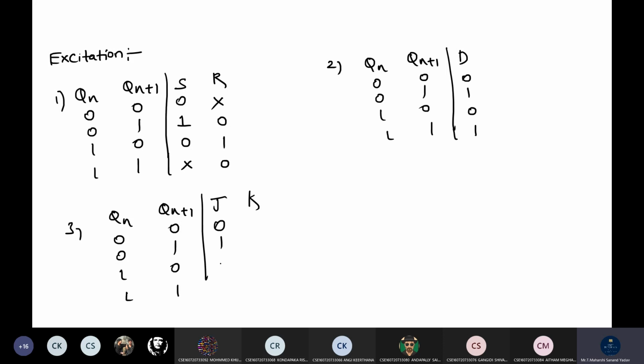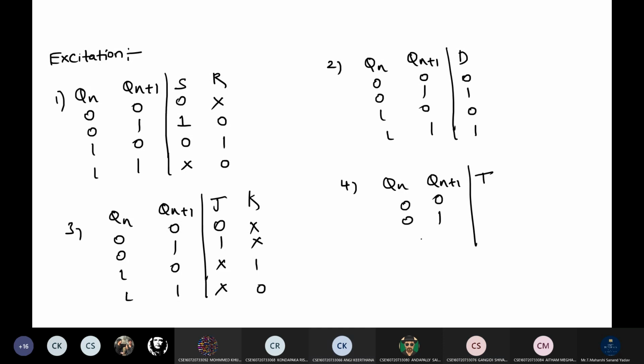It is 0, 1, double X. Next, double X, 1, 0. Correct? Yes, sir. Next, tell me for the last one, T flip flop. 0, 1, 1, 0. It is 0, 1, 1, 0. So better try to remember this one or else you can't attempt flip flop conversions.